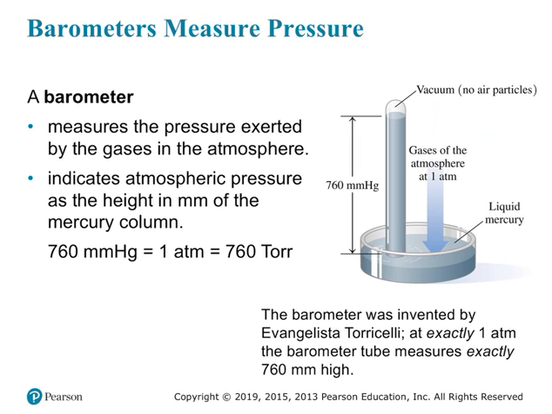Okay, so let's talk about that weird unit, millimeters of mercury. The way that we typically measure the pressure that the atmosphere exerts on us is by using something called a barometer. A barometer measures the pressure exerted by the gases in the atmosphere, so oxygen, nitrogen, and then the other 1% of gases.